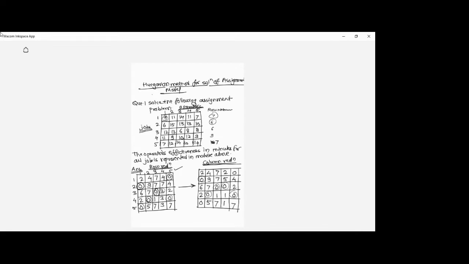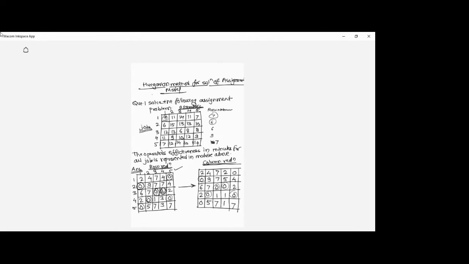We have understood what is row reduction and what is column reduction. After row reduction and column reduction, you have to check whether there is at least 1 zero present in every row and every column, right? We would have stopped at the row reduction matrix only. But in the row reduction matrix, we didn't get a zero in one of the columns, right? So to achieve that, we have done the column reduction.